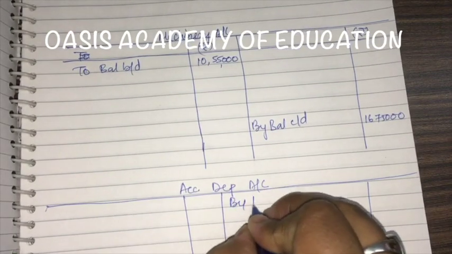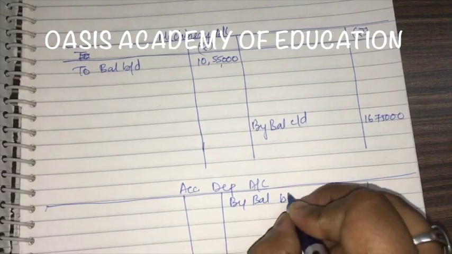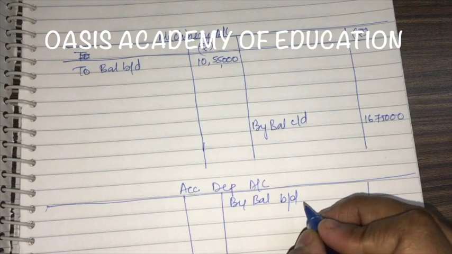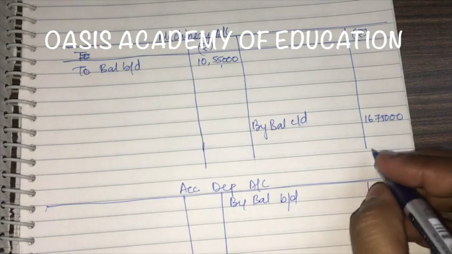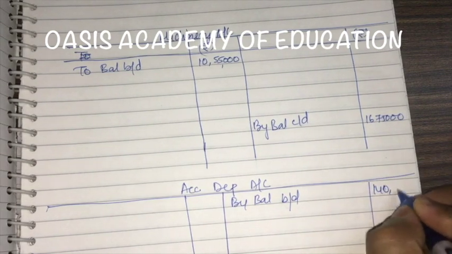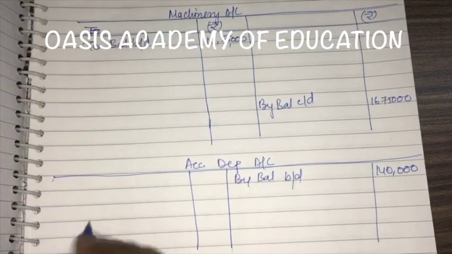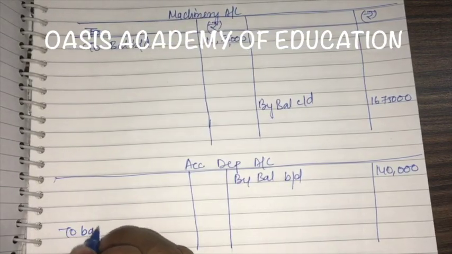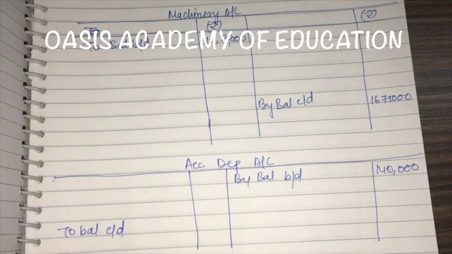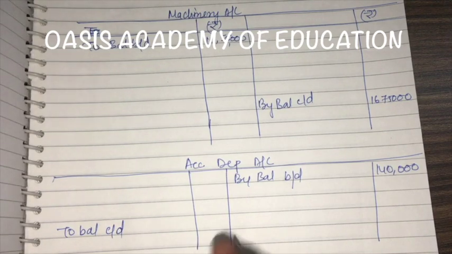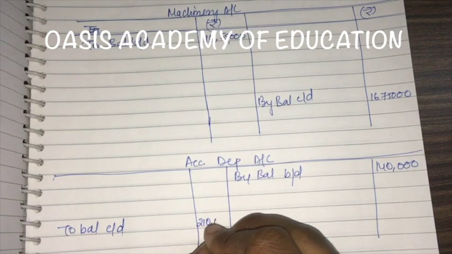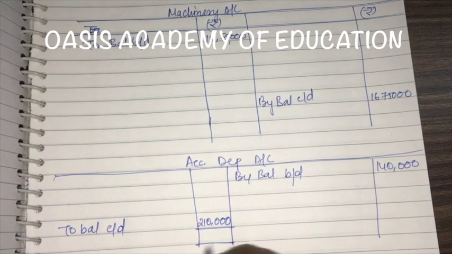Iska balance brought down hota hai, hamein given hai 1,40,000, aur to balance c/d bhi hamein given hai, it's given to us in the question, 2,10,000, right?